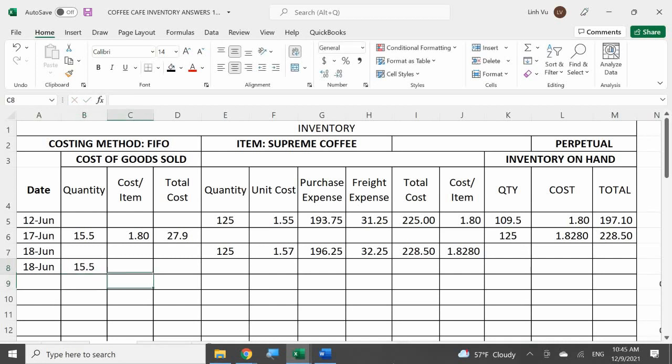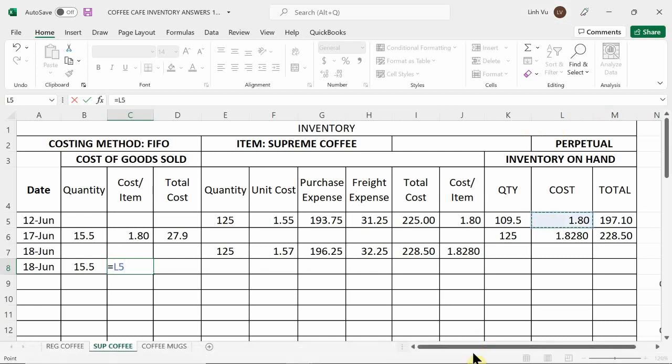15.5. Now in this case, because we're using FIFO, which batch of inventory am I going to be taking out first, and at what cost? The $1.80, yes. Okay, the first batch of inventory. So in this case, how much is my total cost of goods sold here? $27.90.